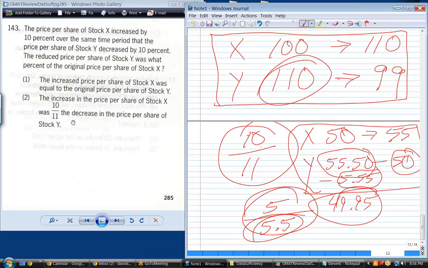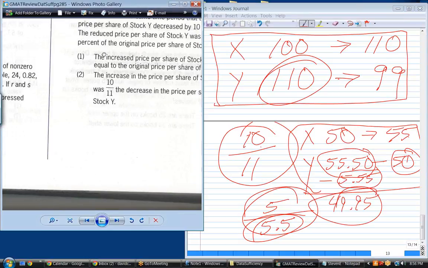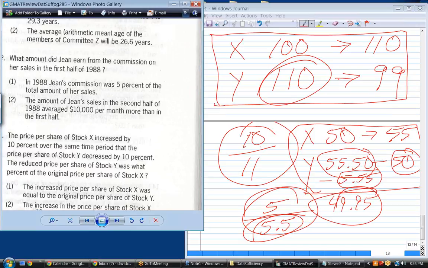But that's because I luckily picked 100 and 110. That's the only reason it fit. All right, this problem's not giving me any. We have to move on. All right. Okay. Need to go to the next page.